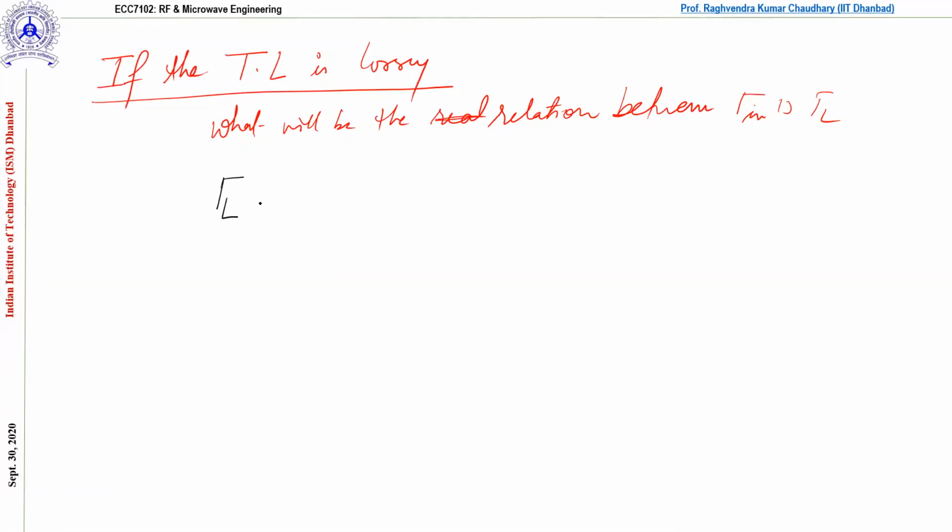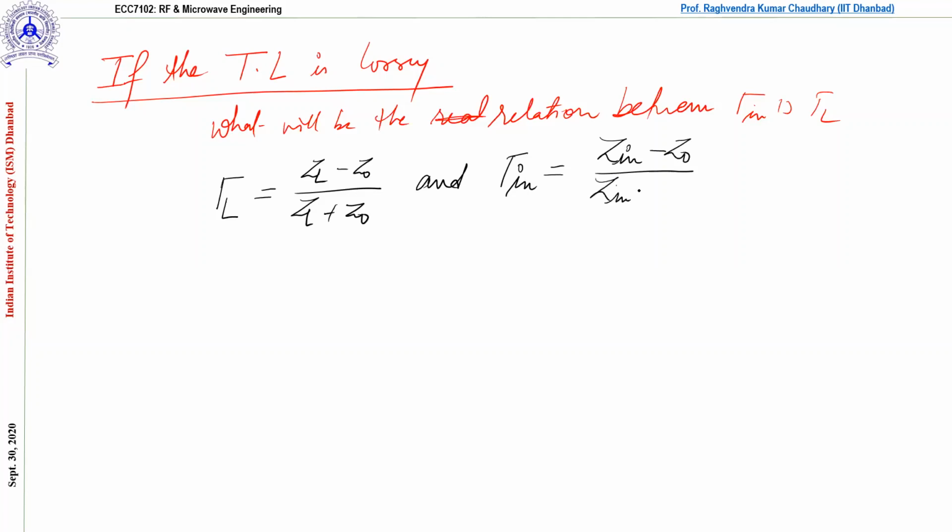So we know that gamma L is equal to (ZL minus Z naught) over (ZL plus Z naught). Correct. And gamma in, the input reflection coefficient, is (Zin minus Z naught) over (Zin plus Z naught). Fine. So what is the difference? The difference is that here we have ZL, here we have Zin. So this is the reflection coefficient at the load location, and this is the reflection coefficient at the input side where we are going to feed the system.